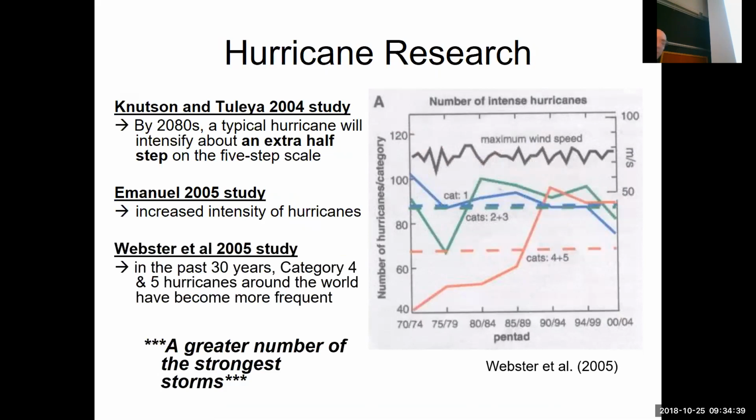It turns out that the bottom line of the hurricane research to date is that there's a greater number of Category 4s and 5s. The Category 1s, 2s, and 3s are staying about the same. But what we see is a greater number of 4s and 5s. And you can see the graphic here, numbers of 4s and 5s increasing dramatically over recent decades.